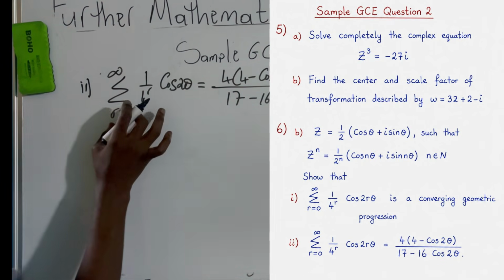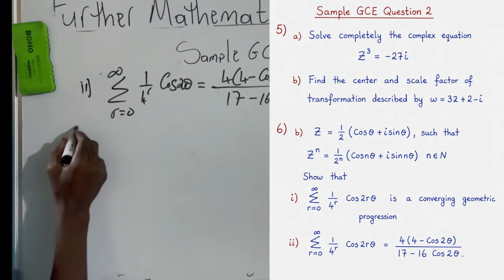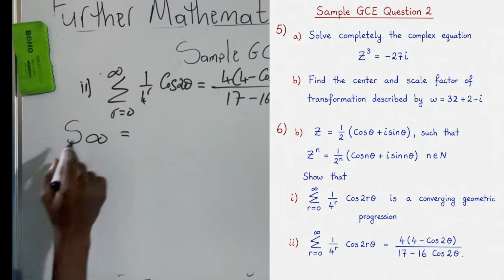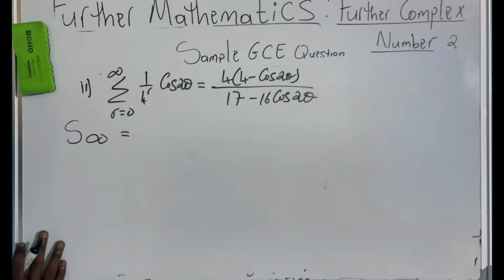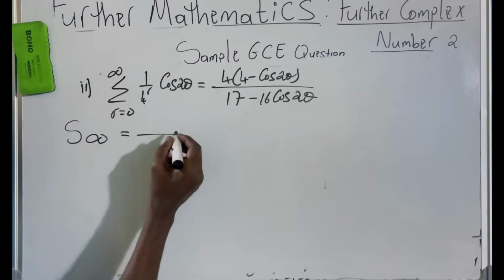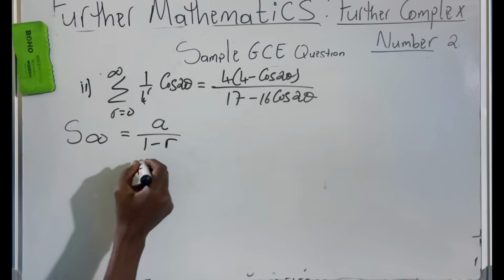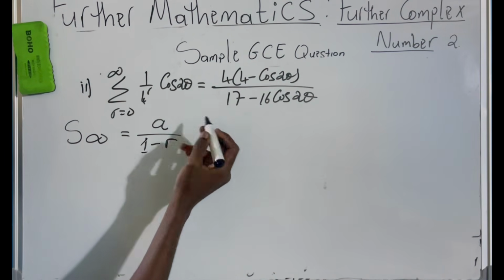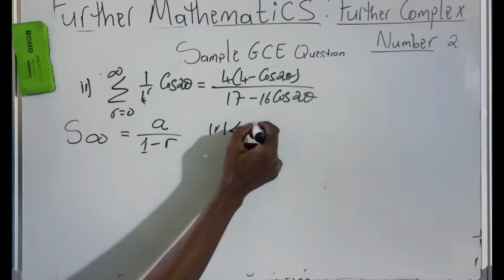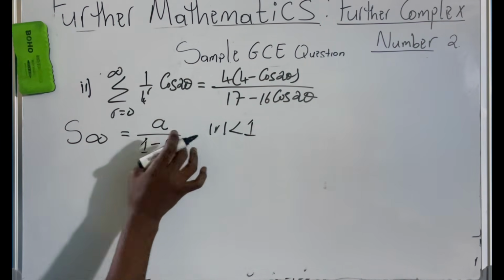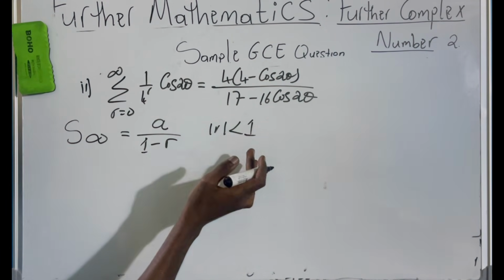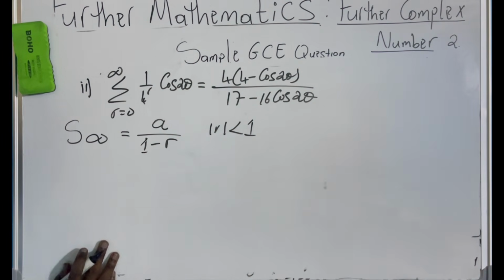When I'm summing from 0 to infinity, it's the same as doing the sum to infinity of a geometric progression. And the sum to infinity of the geometric progression is a formula you know. It's the first term all over 1 minus the common ratio. And we all know it's only true when the magnitude of the common ratio is less than 1.